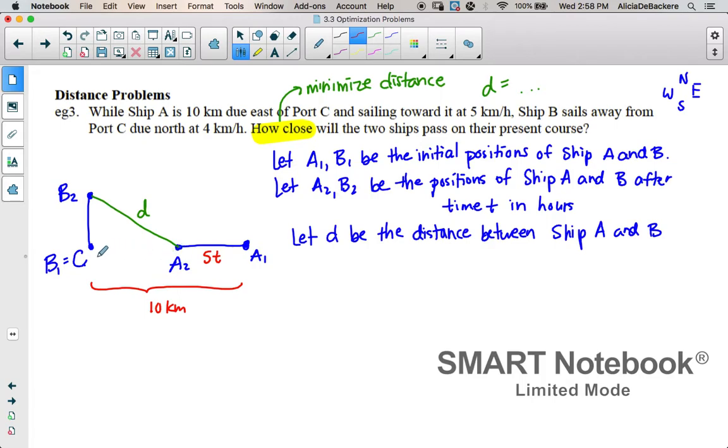And then over here, B1 is equal to C. There's no initial distance. But he's moving at a speed of 4 kilometers per hour north.